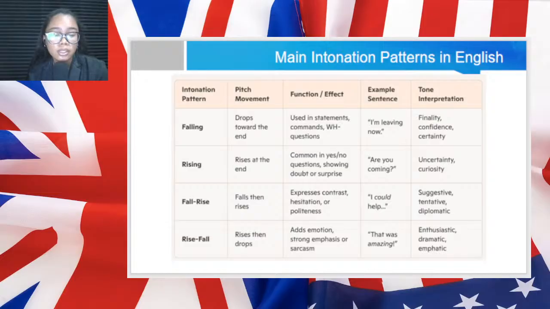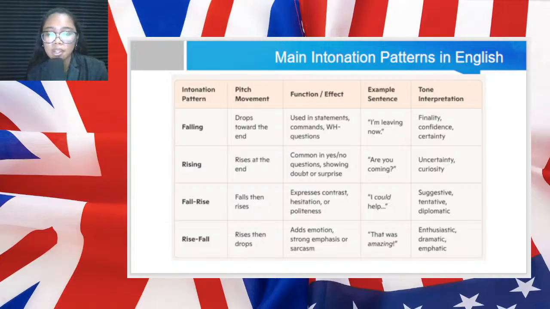Tone interpretation: this intonation primarily signals uncertainty or curiosity. It leaves the conversational door open, which of course invites a response from the listener. So it suggests that you are not entirely sure or that you are seeking confirmation.